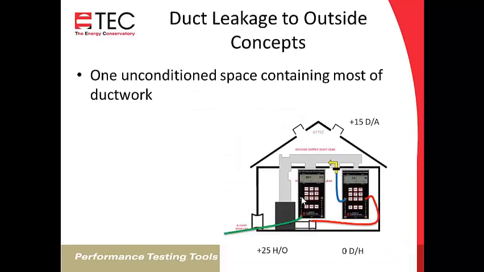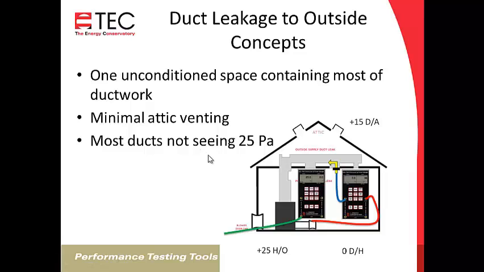If you have one unconditioned space containing most of the ductwork, in this case we've got minimal attic venting, and most of the ducts aren't seeing 25 pascals of pressure. So our house to outside is at 25, our ducts to house is at 0, but our duct to attic pressure is only 15. We want that duct to attic space to be at a full 25, because we're trying to test those for how much leakage there is at 25 pascals of pressure.